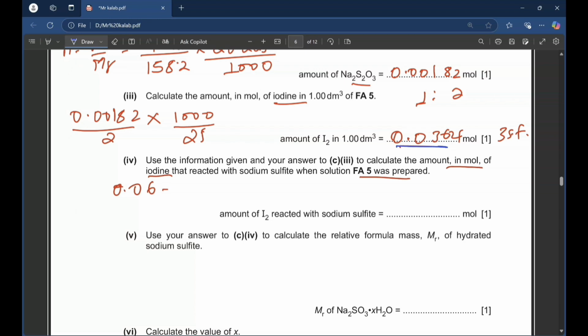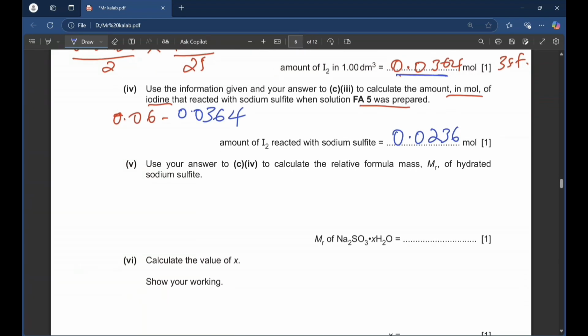So 0.06 minus 0.0364. This would be the value for moles of iodine that reacted. Okay, 0.0236. 0.0236 moles of iodine.